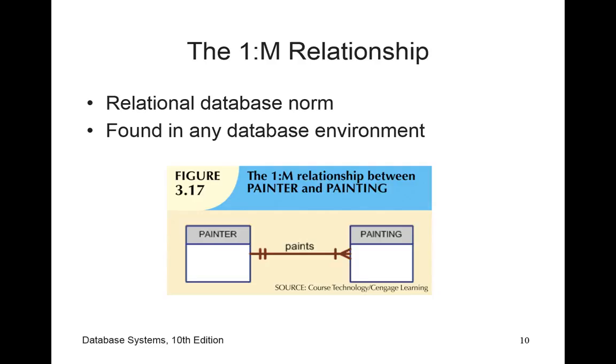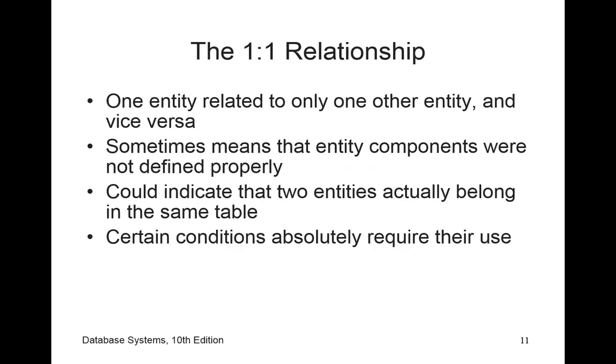Yep. Many paintings are painted by one and only one painter. And the business rule would be only one painter can work on the painting. No co-authorships. One-to-one relationship: one entity related to one and only one other entity, and vice versa.